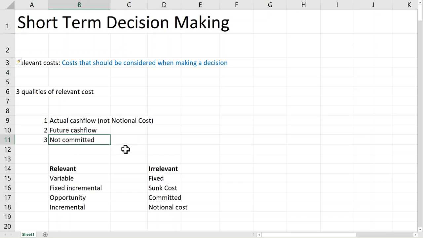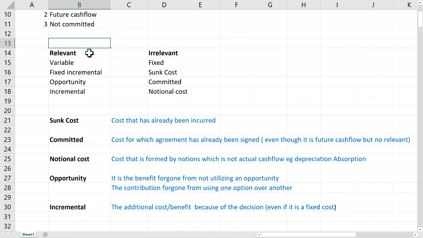So here are a few examples of relevant and irrelevant costs. Variable costs is relevant. You have already studied what is variable cost. It is cost that changes. Fixed cost is irrelevant, because fixed cost is cost that doesn't change. If it doesn't change, it would not be affected by our decision, so it would not be relevant.